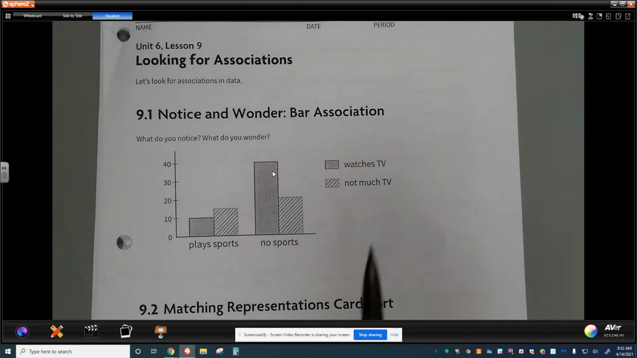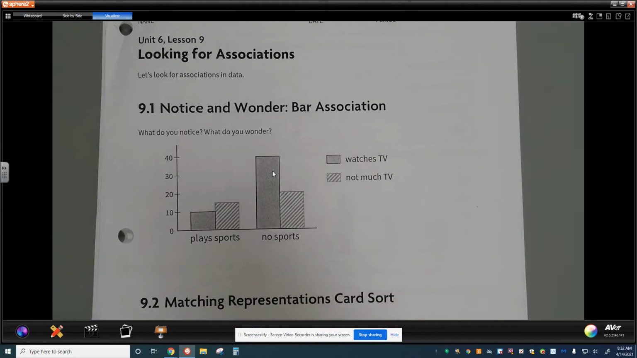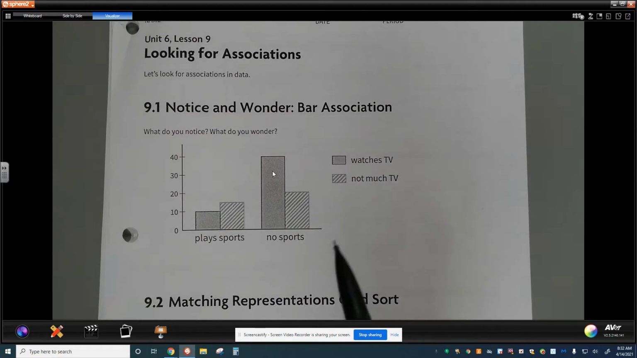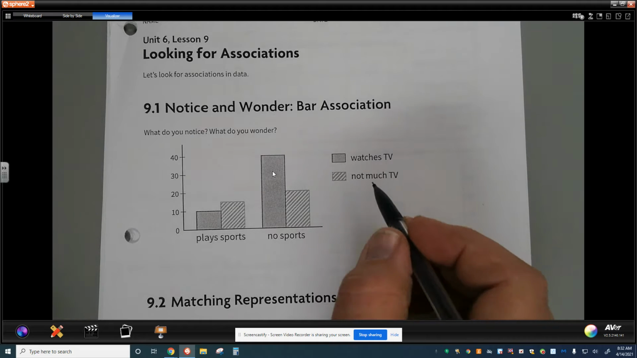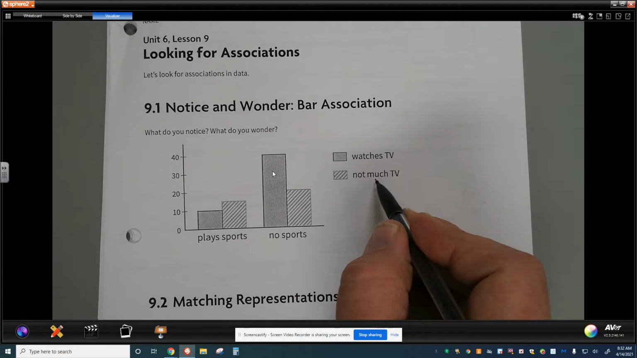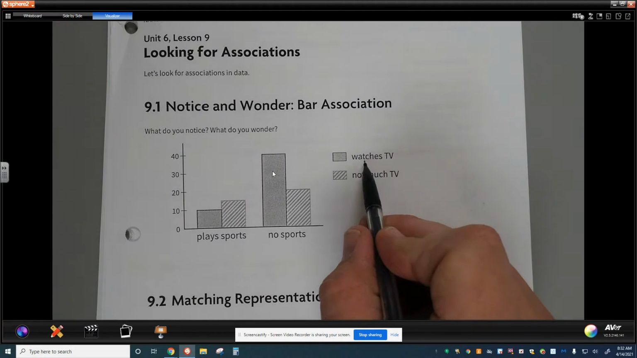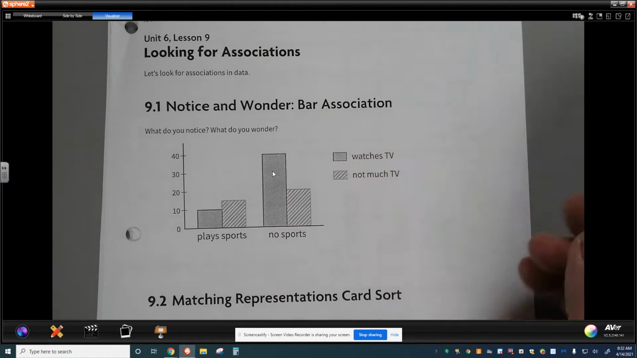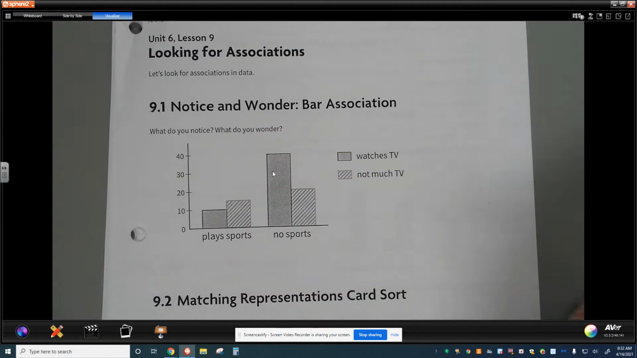Well, first thing I notice is that these labels don't match with these labels. And so I have to wonder with this piece, what does that actually mean? Are they trying to associate watching TV and playing sports? Are they trying to associate watching not much TV? And what actually does not much TV mean? What does watches TV mean? Are you binge watching like right here, 40 hours a week? Or is it 40 minutes?